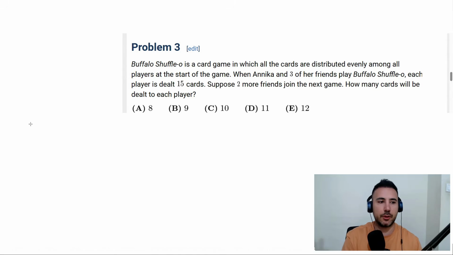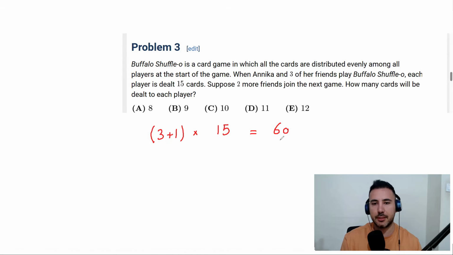So how many cards are there? We have four players, Annika is also one of them, and each person is dealt 15 cards. That means we have a total of 4 times 15, which is 60 cards.